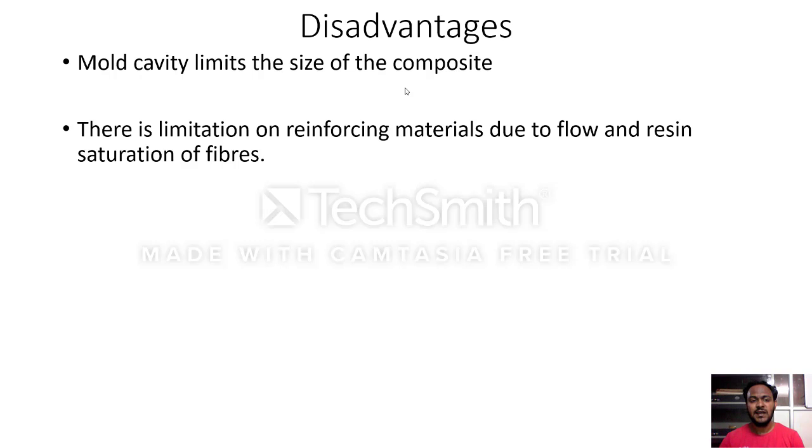Another limitation is there is a limitation on reinforcing materials due to flow and resin saturation of fibers. Here the resin flow, which is the viscosity, we have seen in the process parameters, the resin viscosity is a very important parameter. If that is not regulated, it will not allow the fibers to completely get impregnated, so that will create some defective product. So this is a limitation on the reinforcing materials.